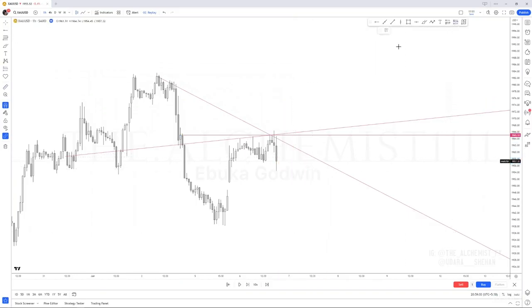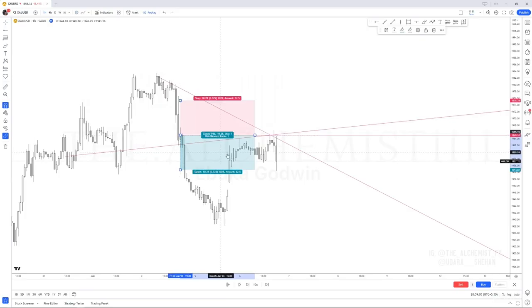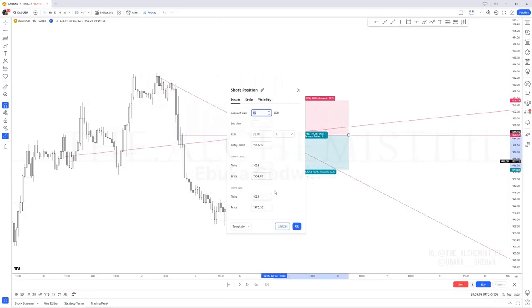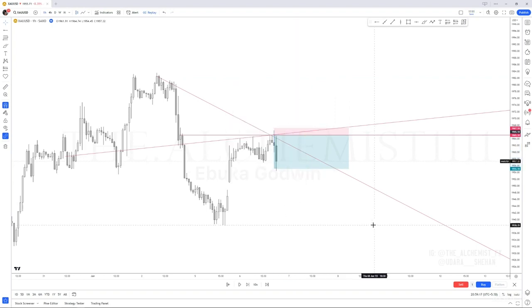What more do you need, right? 20 pips stop loss, 100 pip target. That's a 1 to 5. That is what I do. Okay, so look at this. 20 pip stop loss and 100 pip target. There we go, 5%. Easy.